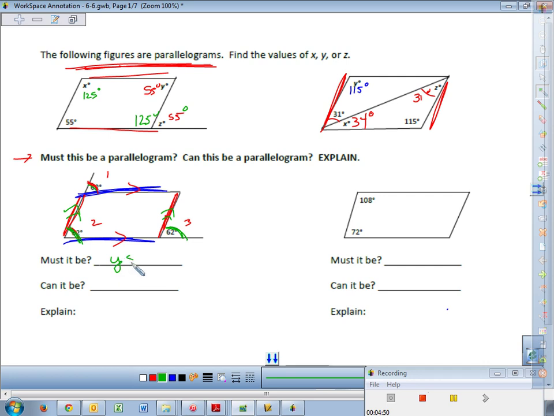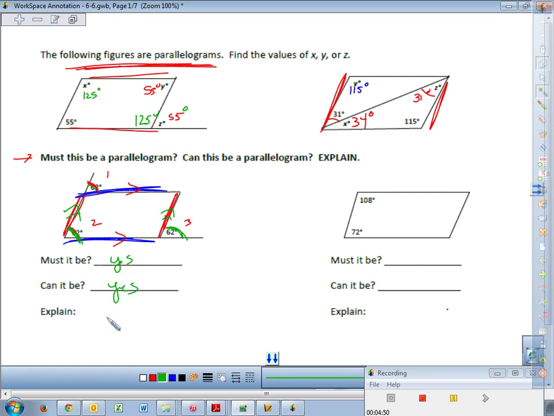And since you say yes to must it be, the can it be means you say yes also. The only time you do something different on can it be is if you say no to must it be, it means if you had a little more information, like could it possibly be a parallelogram. But moral of the story is you said yes to this, you have to say yes to this.